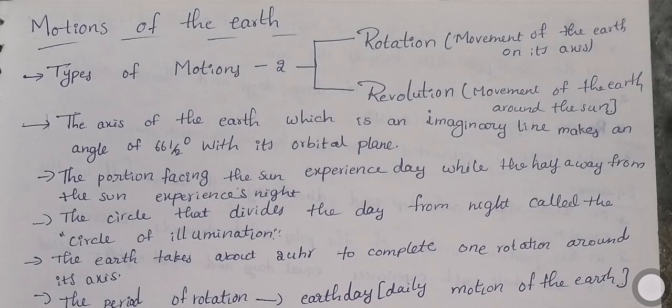Second chapter of the 6th class geography. And then revolution means movement of the earth around the sun or in an orbital plane. You already saw it in the first chapter. Next, axis of the earth. Actually, earth is tilted towards the east at around a 23.5 degree angle. Hence, the axis of the earth makes a 66.5 degree angle with the orbital plane.